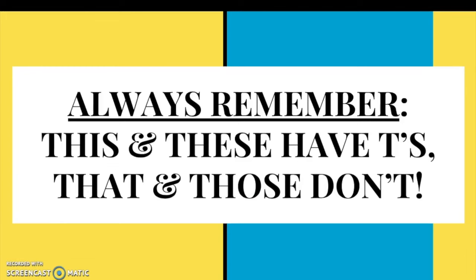Always remember, this is a little fun rule or rhyme, I guess, for you. This and these have T's, that and those don't. So if you're describing something very close by, make sure there's a T in it. If you're not describing something close by, it will not have a T.